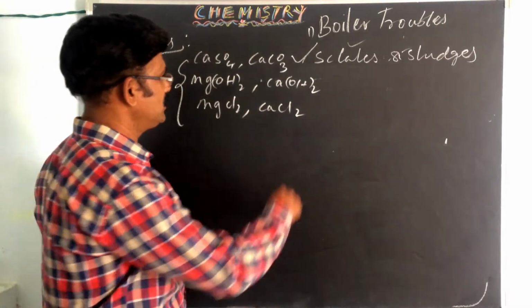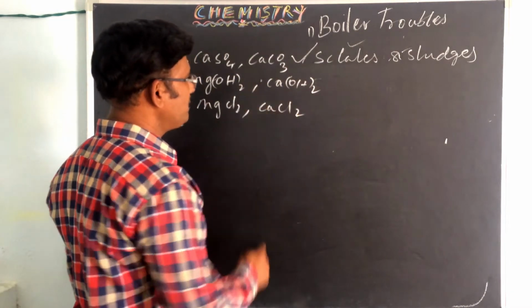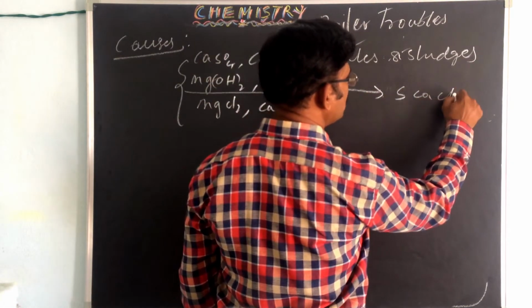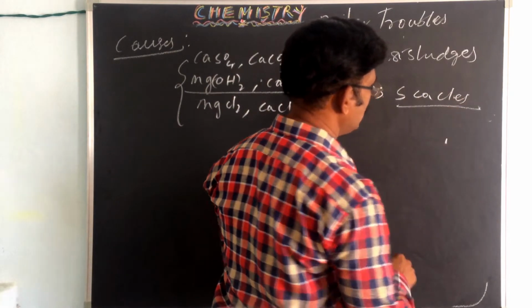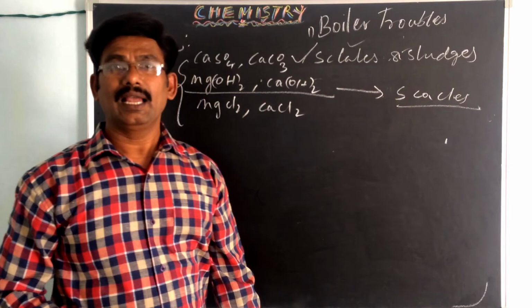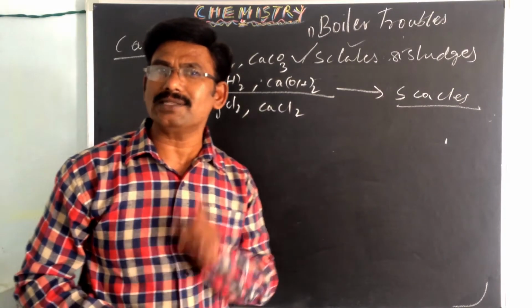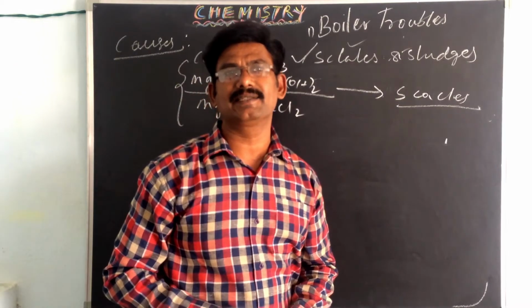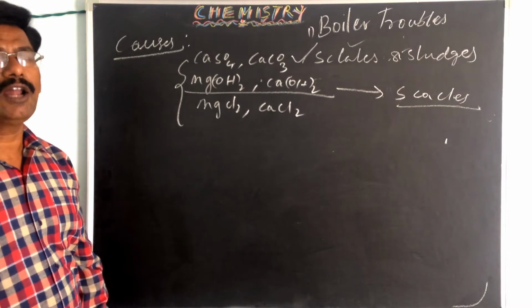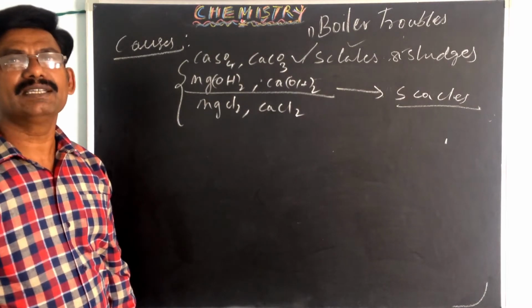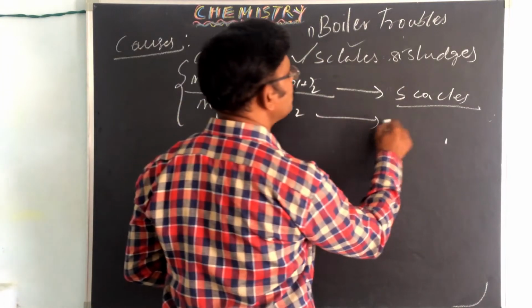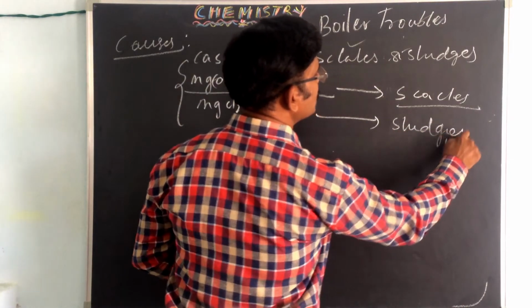which one is which? The first four are responsible for the formation of scales. Calcium sulfate, calcium carbonate, magnesium hydroxide, and calcium hydroxide are causes for the formation of scales, whereas magnesium chloride and calcium chloride are the problem for the formation of sludges.